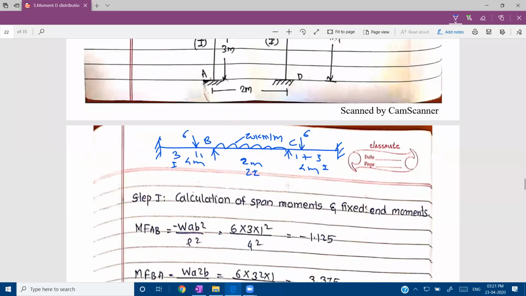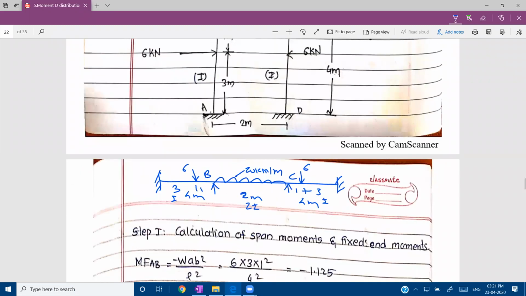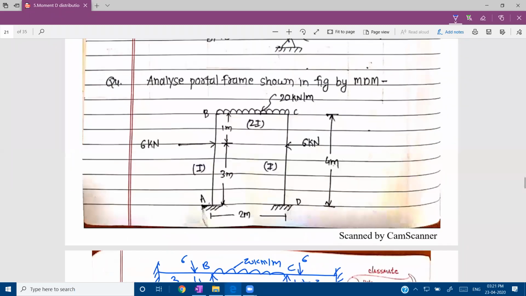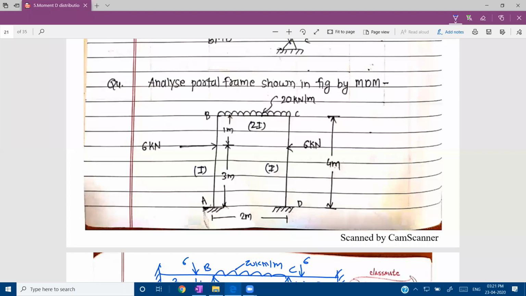So here we will see, for MFAB, first of all, now here I will explain what is the meaning of left support and right support for portal frame. So here if you observe this portal frame from left side, it is starting from column member. So for this portal frame, the left side first column, support A will be a left support, support B will be a right support. Now for BC, support B will be left support, support C will be right support. For CD, support C will be left support and support D will be right support.